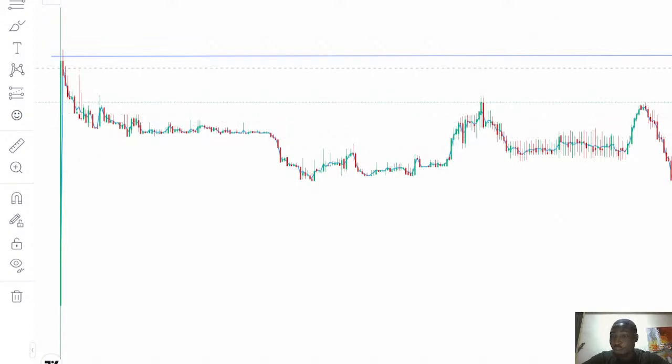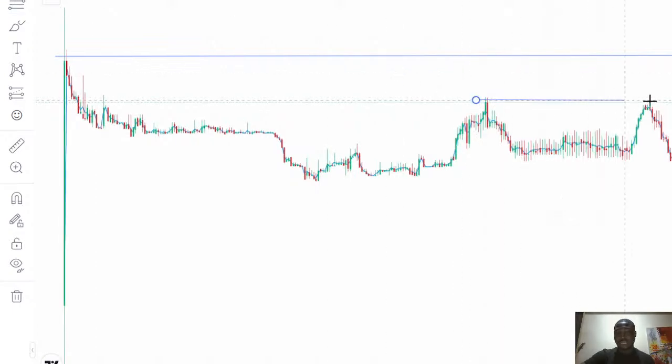So if it breaks this line, then that means the market is going to push up, and we are still going to see that in the coming days. If you're looking at investing in this market now, it's a good time to invest, because based on this line here, you can see what we have here.